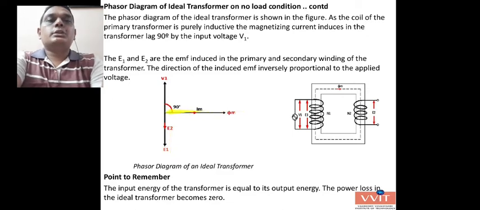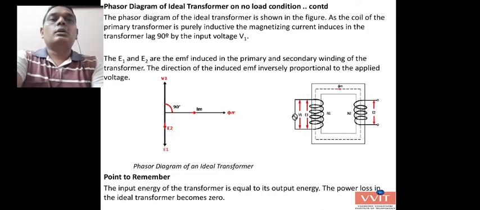This is the phi direction, this is your E1 direction, and we get E1. But E1 is exactly 180 degrees opposite in nature, a 180 degree phase shift with your V1. This is the phasor diagram of your ideal transformer on no load condition.